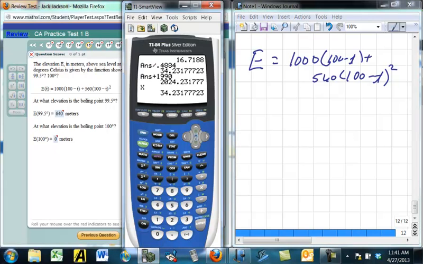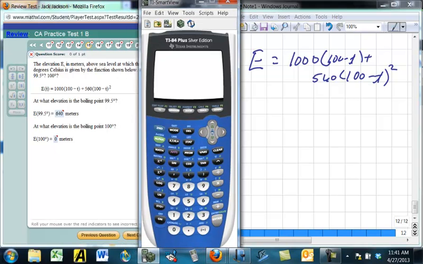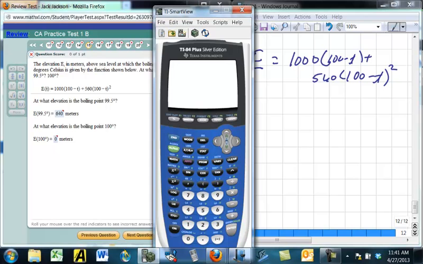We can do this a couple of different ways. Here's one way we could do it on the calculator. We could take the 99.5, store it as T, and just type in the formula as it looks. 1,000 parentheses 100 minus T, alpha T, plus 560 parentheses 100 minus alpha T, close parentheses, squared. And it will use that 99.5 in place of T and get 640.